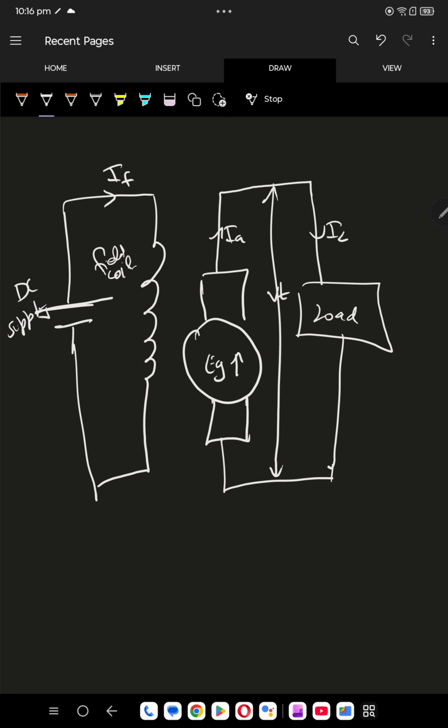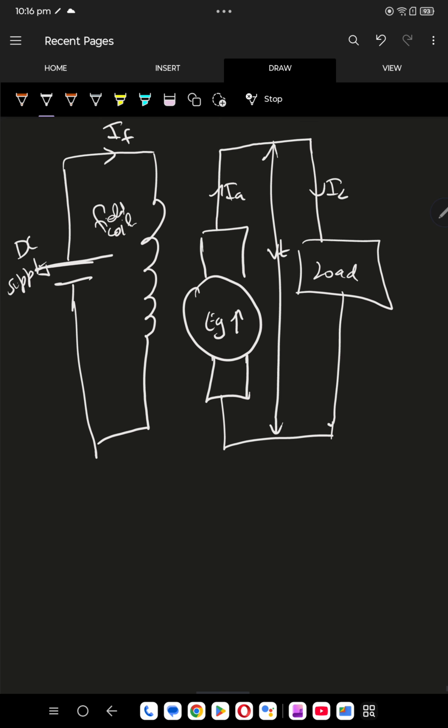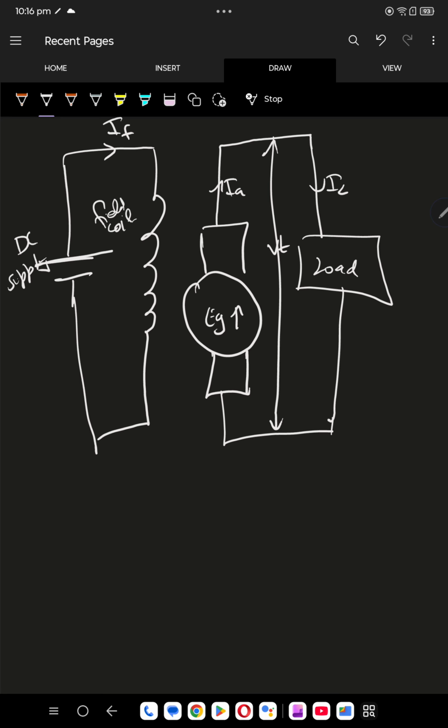First understand the diagram. We have drawn EG. Outside EG, what is going to come? IA. Then it's going to go to the load, so IL, VT. Here the field coil, so IF and the DC battery. That's it. Okay, so now what is going to be the current equation firstly?